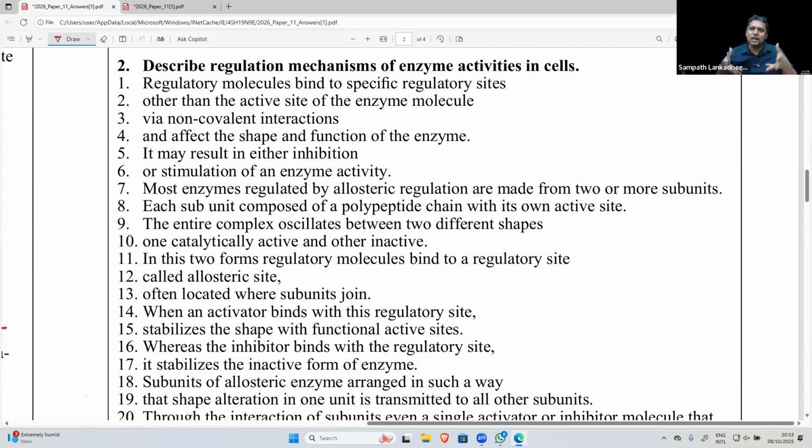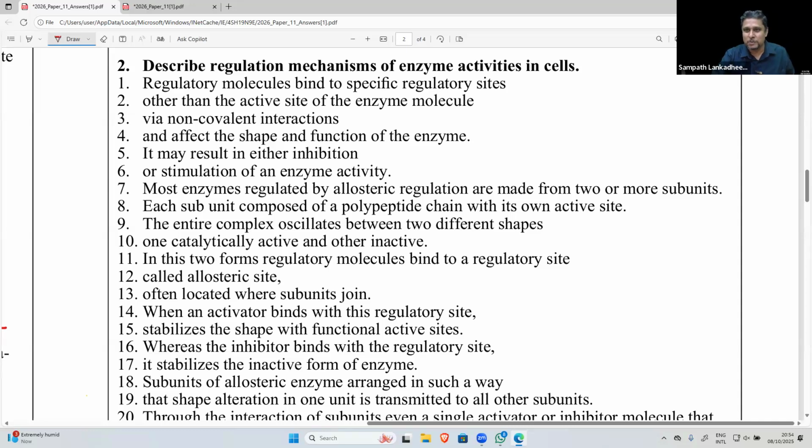This is not regarding the mechanism of enzyme action. Some students, when I checked their answers in class, have written about the enzyme mechanism, enzyme characters, and so on. That means they have not read the question properly. So you have to read the question before you write, because marks are allocated for answering the question, not for writing anything.